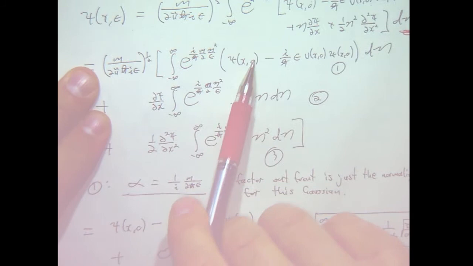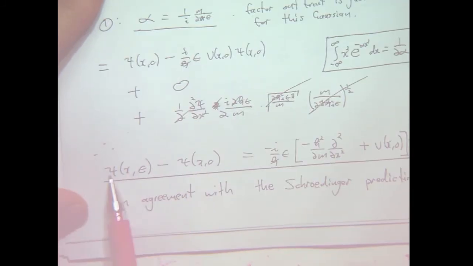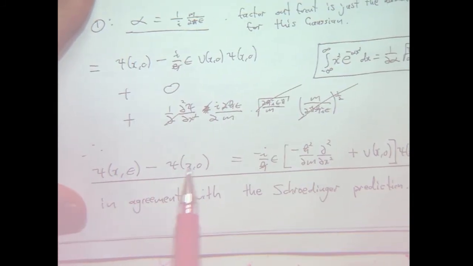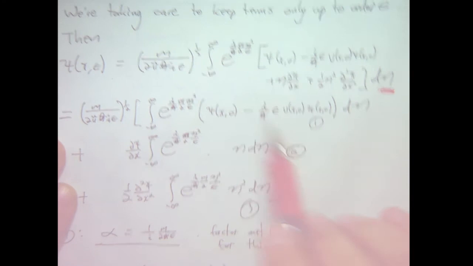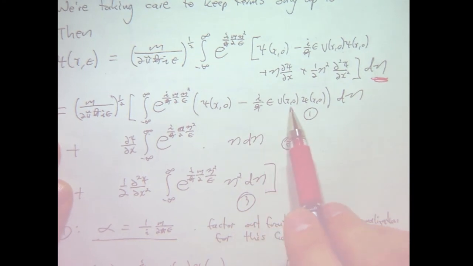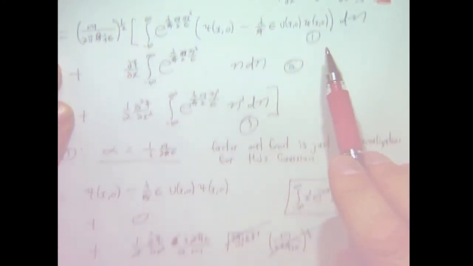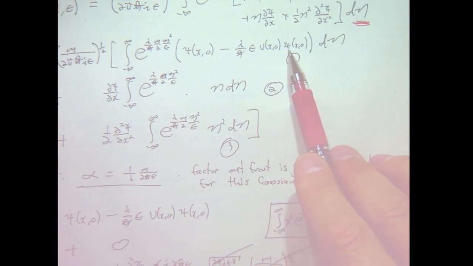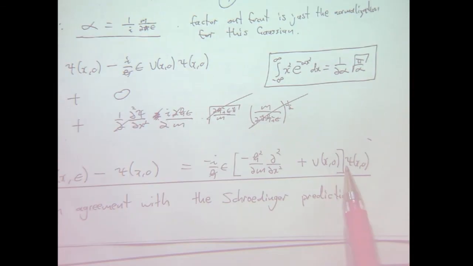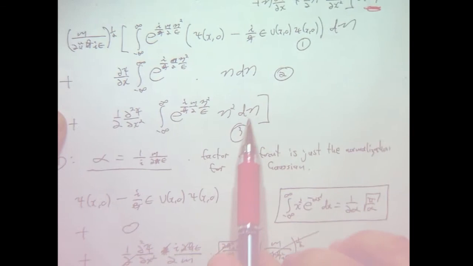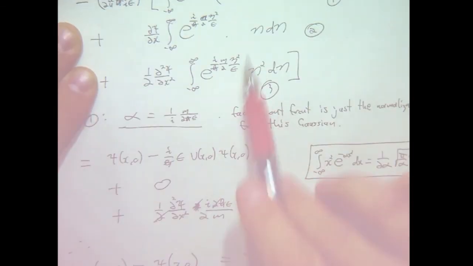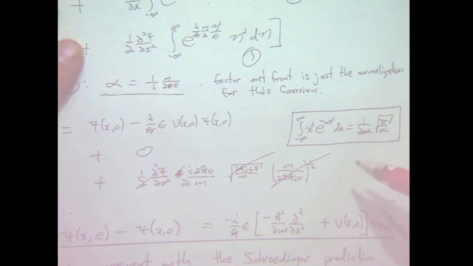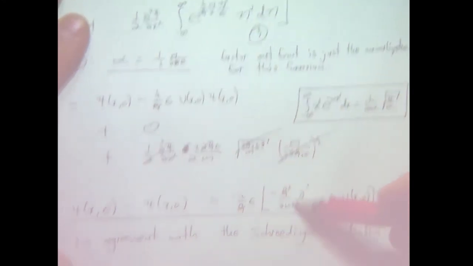psi of x epsilon minus psi of x zero equals minus i on h bar epsilon, minus i on h bar epsilon there, V of x0, psi of x0, and then there's d2 psi by dx squared, and the result of that integral just happens to be minus h bar squared on 2m.